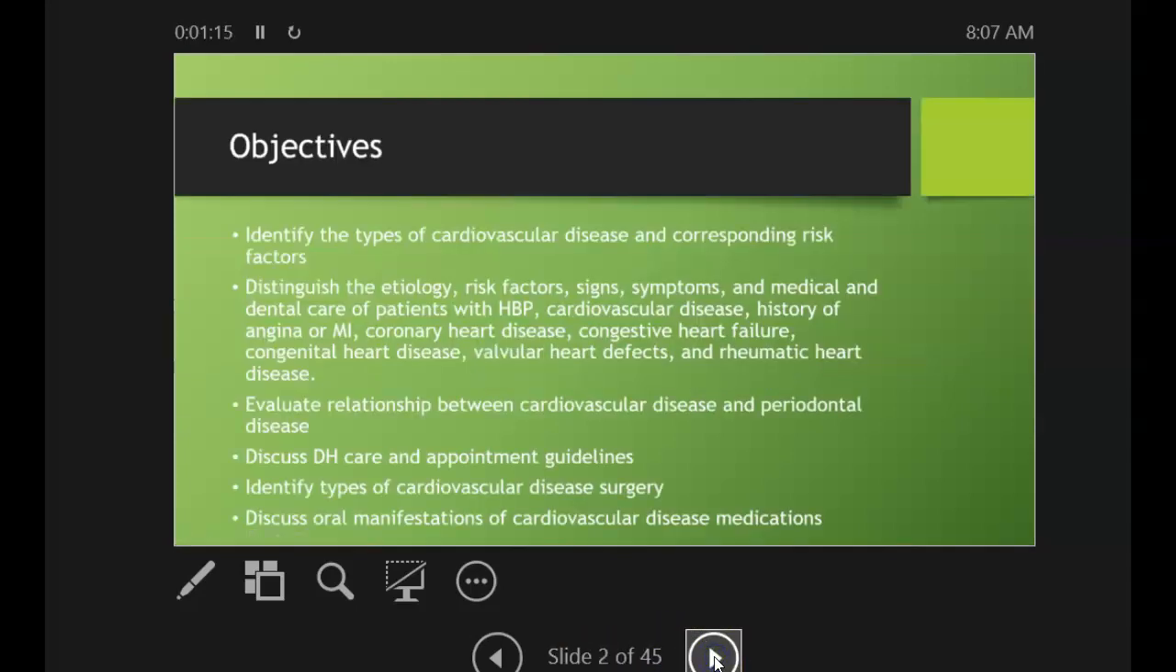These are the objectives for this unit. Patients with cardiovascular disease are considered patients with special needs. They may or may not require us to alter our normal care, but we have to be educated about their conditions and how our treatment could be affected.